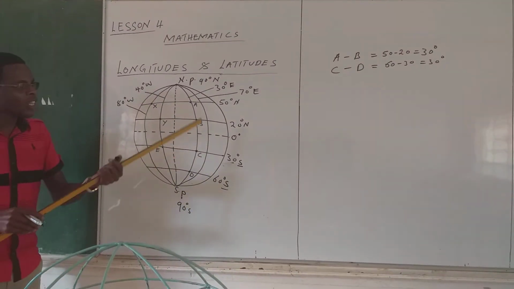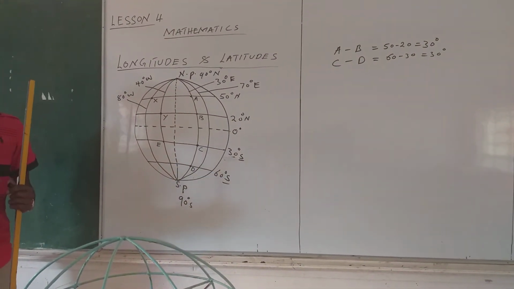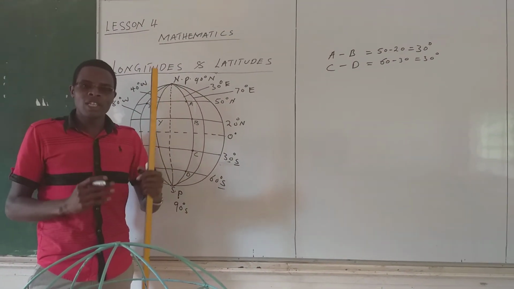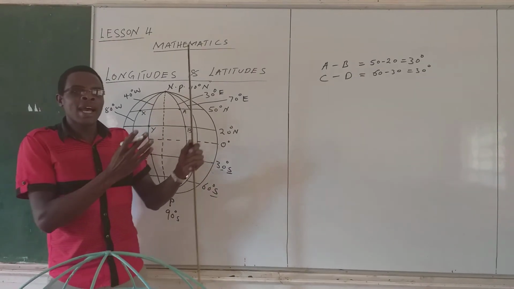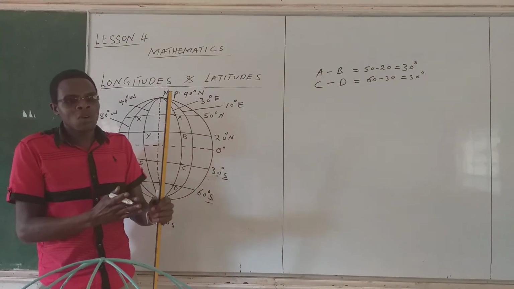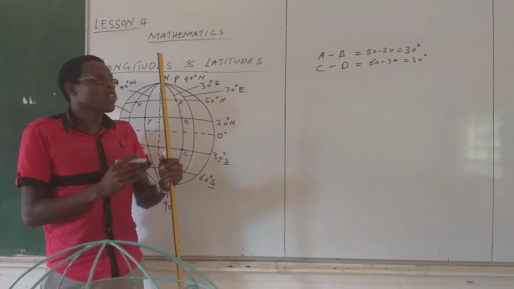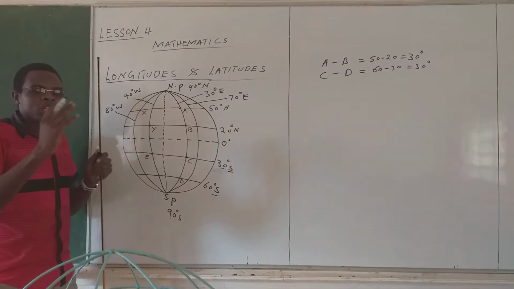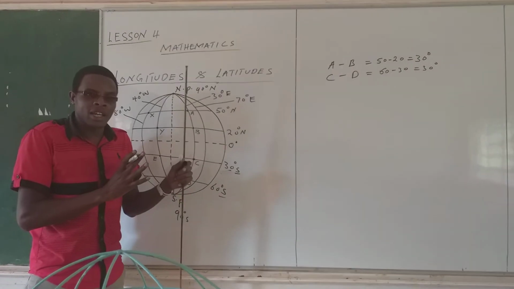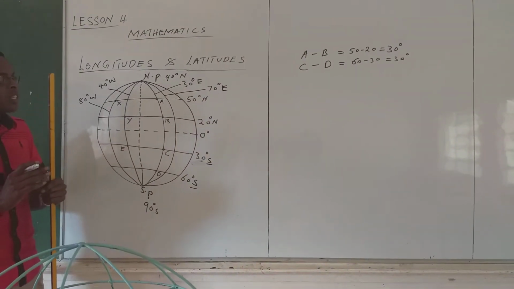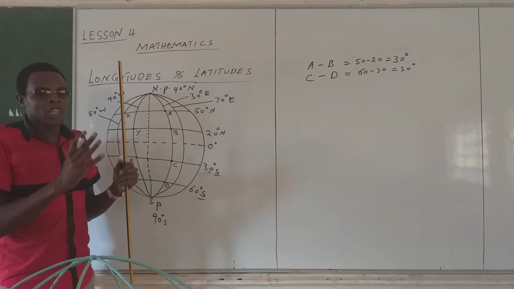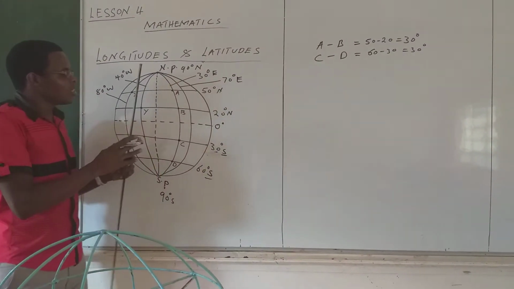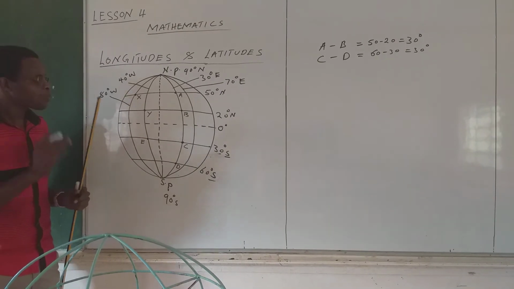Now, that is how we find the degree difference between points which are lying on the same side. And when I talk about lying on the same side, meaning either they are both on north, or both on south, or both on east, or both on west. That is the points which are lying on the same side.